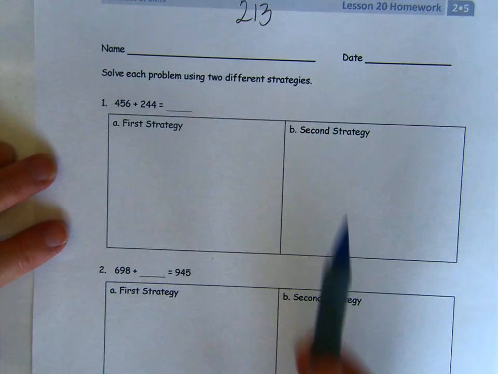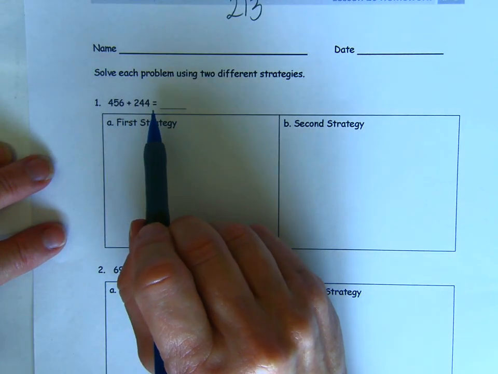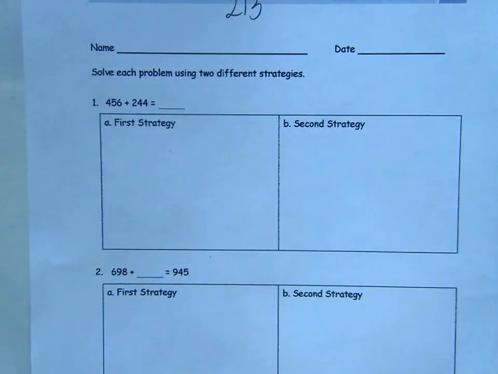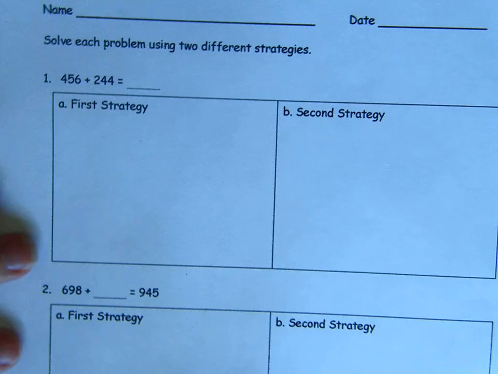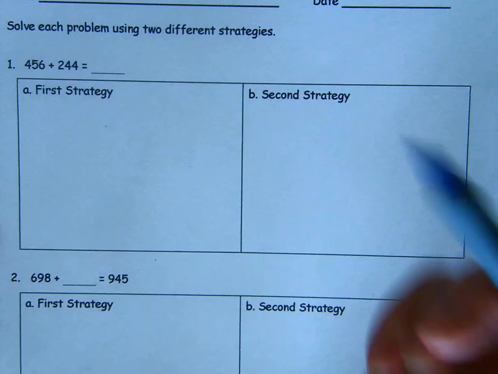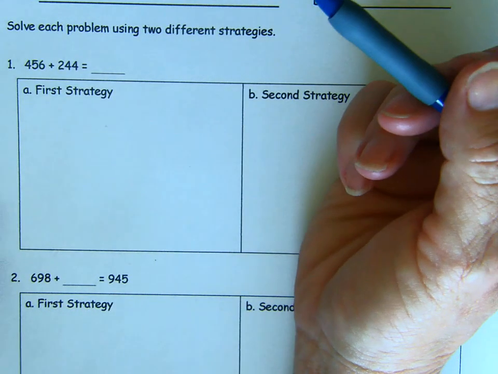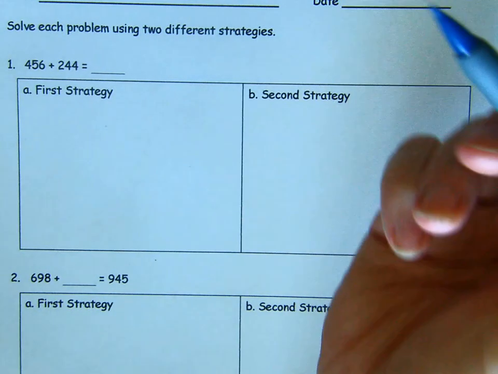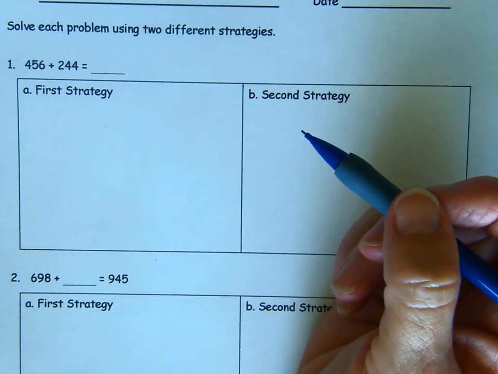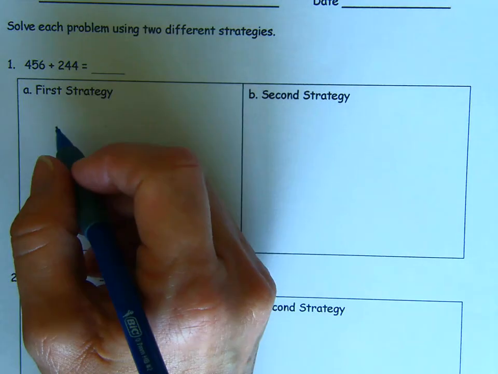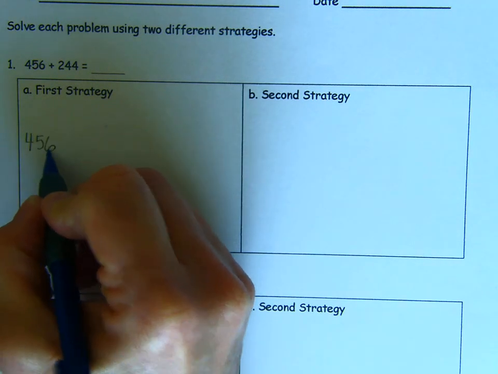Number 1, 456 plus 244. Let's get that a little bigger. You can really see what we're doing here. All right, 456 plus 244. Lots of different ways to do it. I might use the arrow way on this one. So I have 456.